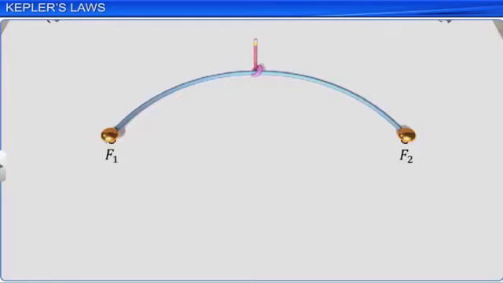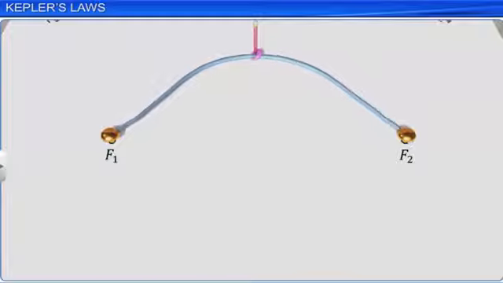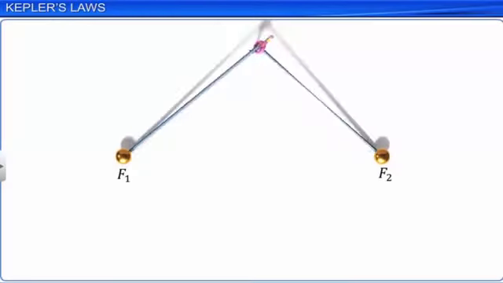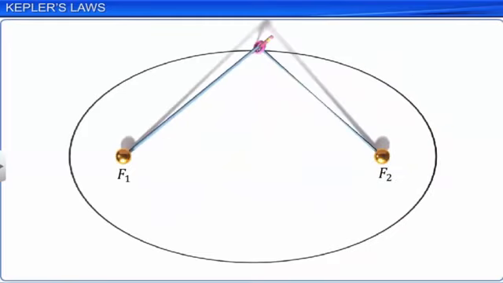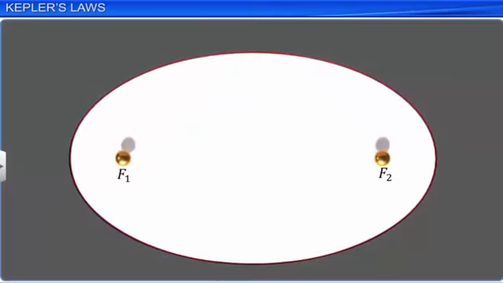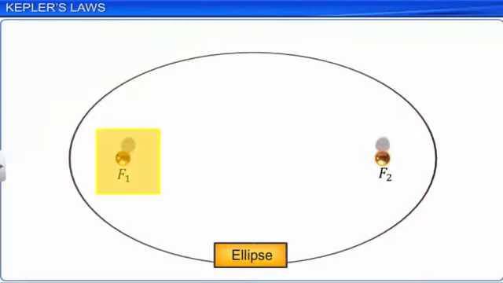Stretch the string taut at the tip of the pencil and draw a curve on the sheet by moving the pencil as shown. Take care that the string is taut while you draw the curve. The closed curve you observe is the ellipse. Points F1 and F2 are called the foci. The midpoint of AB, which is denoted as O, is the center of the ellipse.